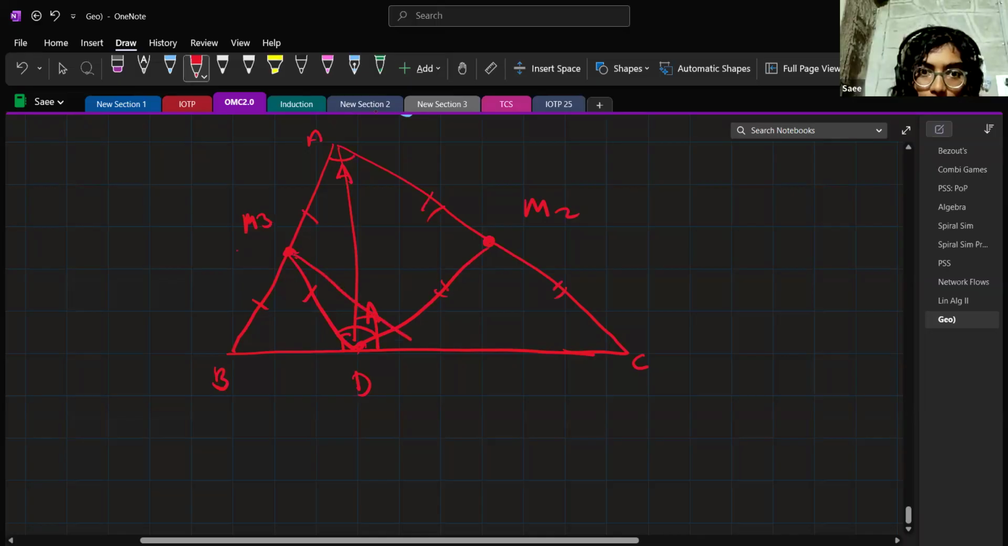If we consider this third midpoint M1, we know that it forms a parallelogram by the midpoint theorem. This is parallel to this is parallel to this. This angle is in fact also A. So we get that M1, M2, M3, and B lie on the same circle.